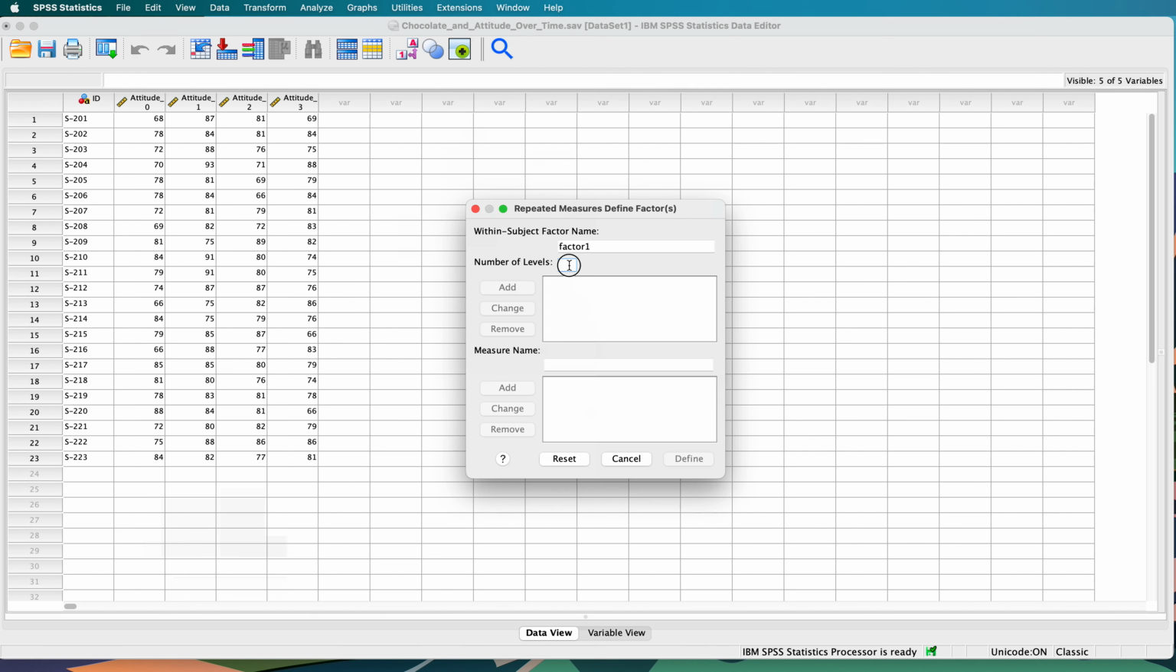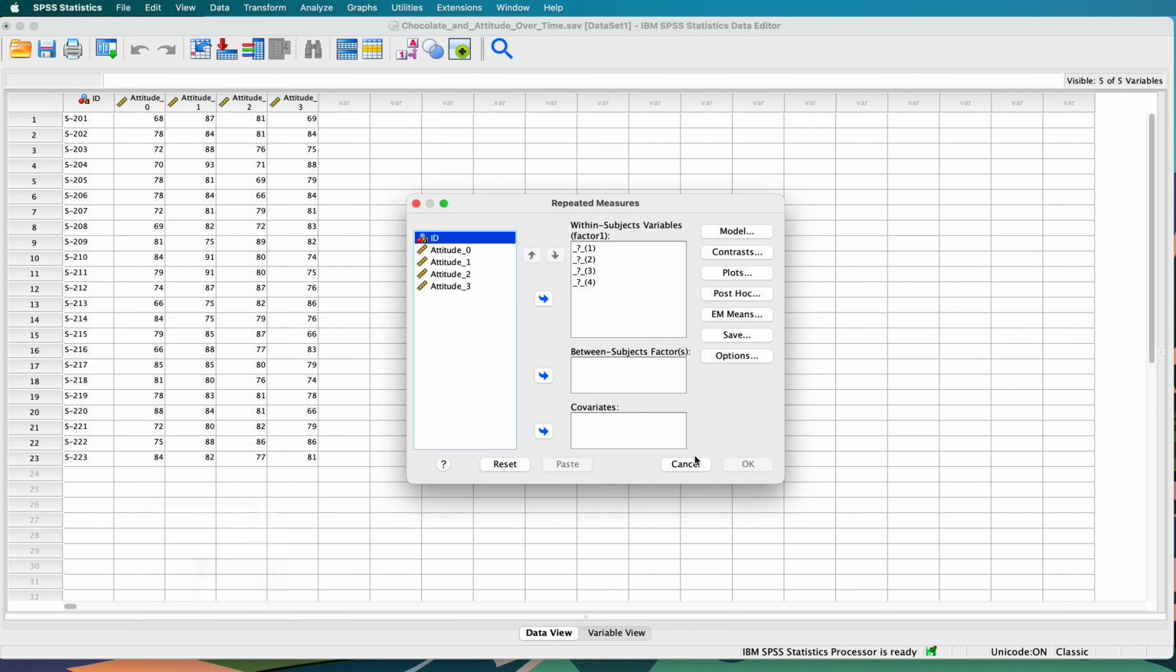And then my number of levels is going to be 4. I'm going to add that, click on Define. And then I'm just going to move my levels over. So the first test was taken before the chocolate. That's our pre-test. I'll move that over as 1. And we have to make sure we move these over in the right order. So the one that's done 5 minutes after, and then this one is an hour after, and then 4 hours after.